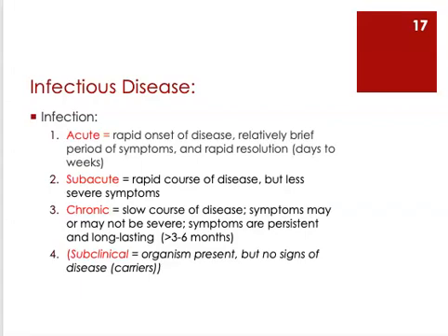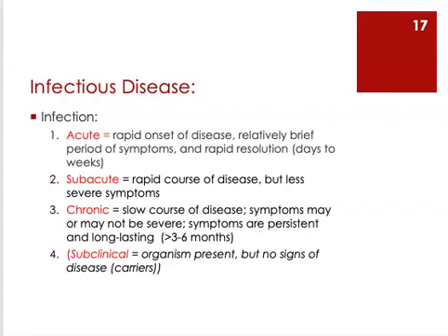Chronic infection gets its name primarily because of the slow course of the disease. So in a chronic infection, the symptoms may or may not be severe, but they persist over a relatively long period of time. And we usually define chronic infection as lasting greater than 6 months, although some sources will describe chronic infection as being any time longer than 3 to 6 months.